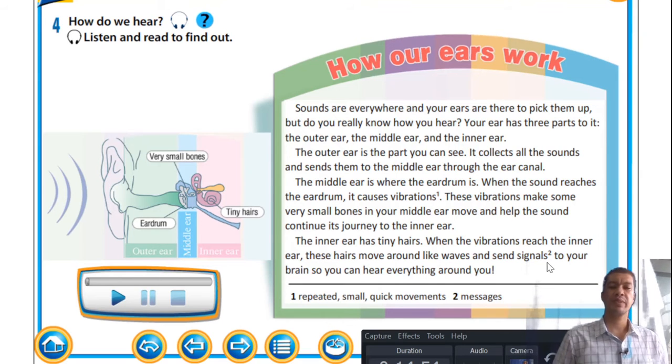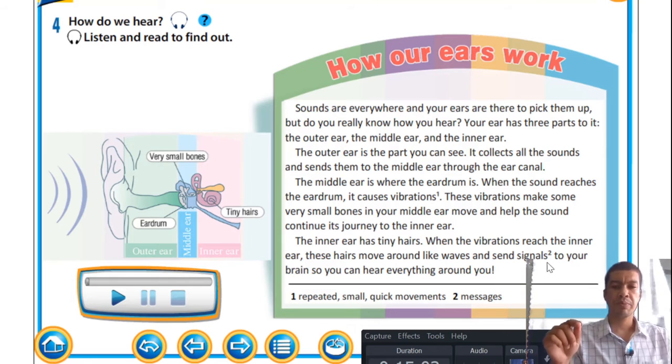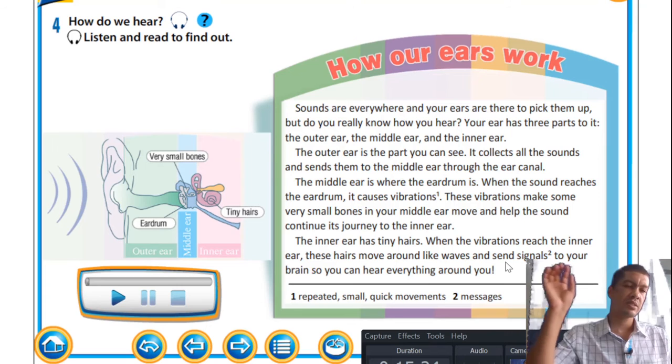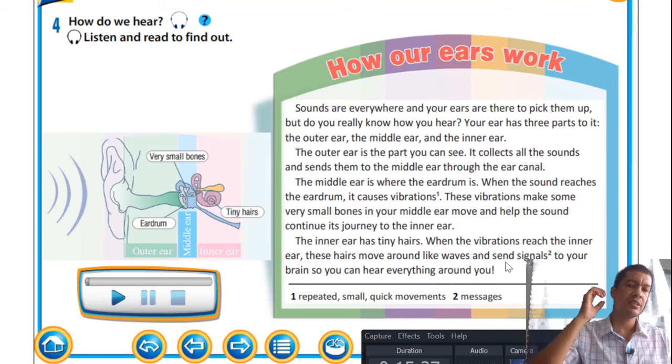Alright, if I can give you a perfect example, when you play the piano and press one key, sound comes out. That's the same principle as when sound enters your ear. When you press it, it makes a certain sound. So when you hear something, that is actually vibrations interpreted as sounds, and those are like waves and signals. Inside the ear we have tiny hairs, and these waves and signals move over these tiny hairs so you can hear everything around you. Alright, let's move on.